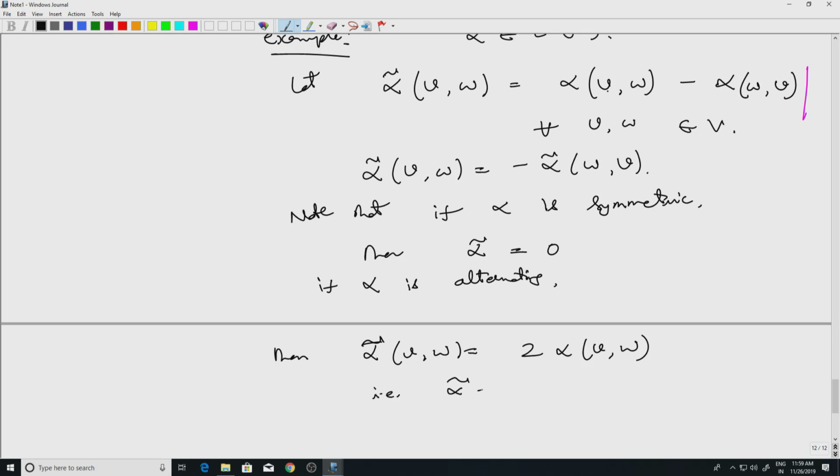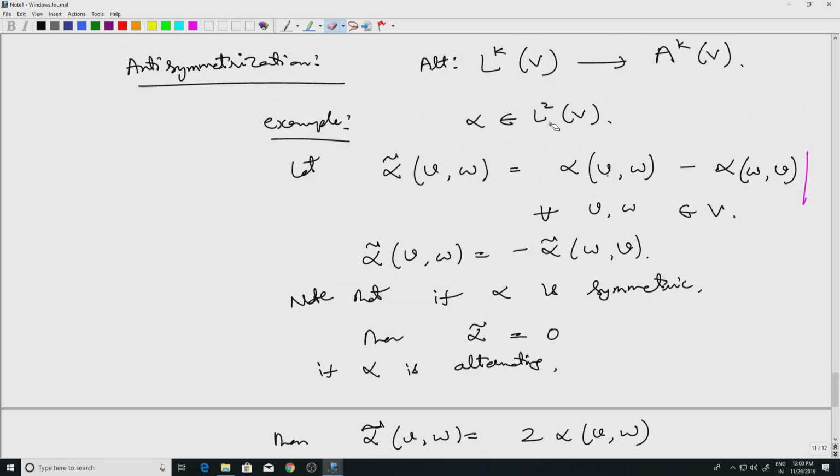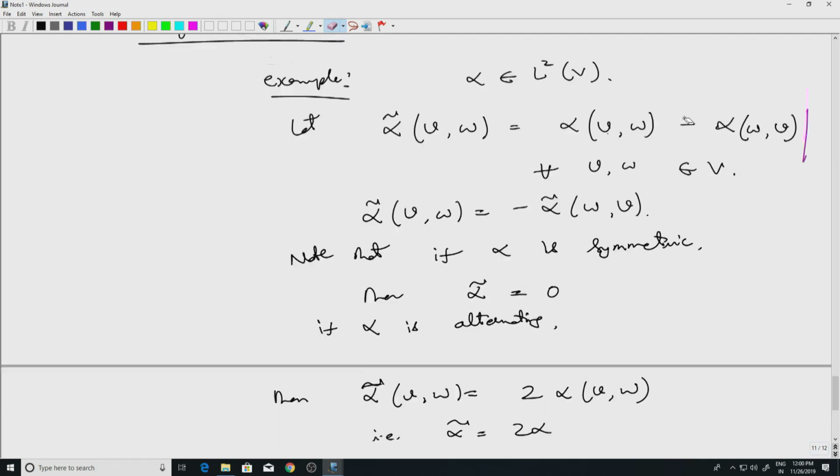Alpha tilde is 2 alpha. So that's why it's nicer to put a half here. If I defined alpha tilde with a half, then I'll end up getting alpha tilde equal to alpha if alpha is alternating. So this serves the purpose. At least for two forms, it's quite easy. I just do this and I get what I want.